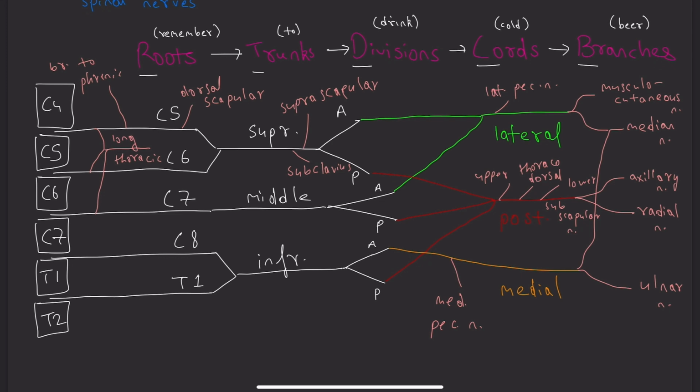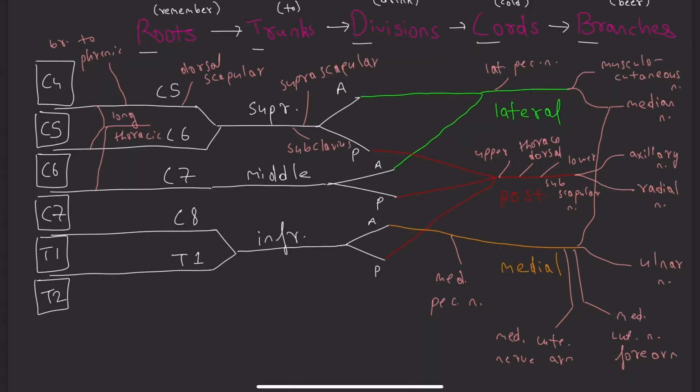And then from the medial cord, we also have two more branches. The first one is the medial cutaneous nerve of the arm, and the second one is the medial cutaneous nerve of the forearm. So these are all of the branches of the brachial plexus. So I want you to look at all of the branches of the brachial plexus once again.